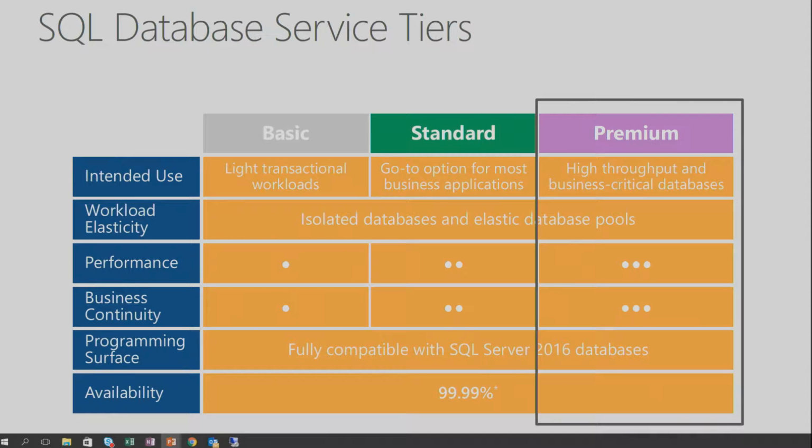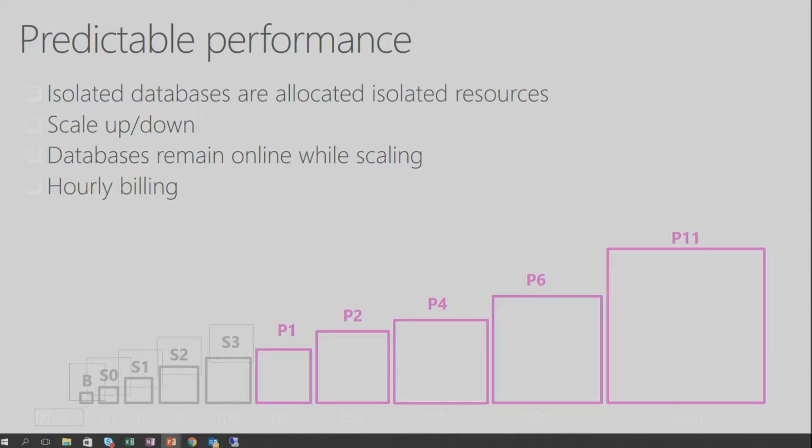So it's a high throughput transactional system, high performance. So the premium is the category that Azure will be running on. So your Dynamics AX will be running on it. So we're choosing a premium. Now within premium, we have multiple price points.